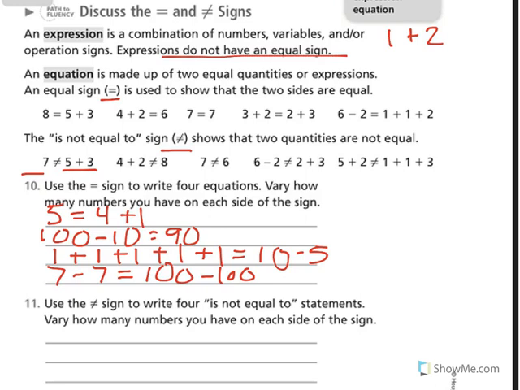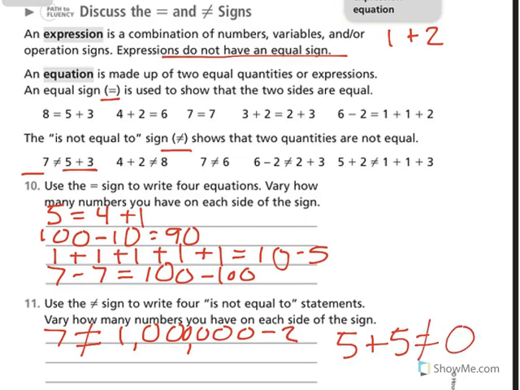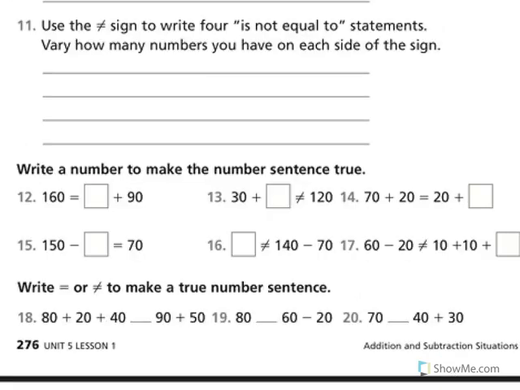0, exactly. Now down here we're going to write some things that are totally not equal, like 7 is not equal to 1,000,000, oops, take away 2. 5 plus 5 is not equal to 0. 18 plus 18 is not equal to 1,818. Okay, and let's move on.